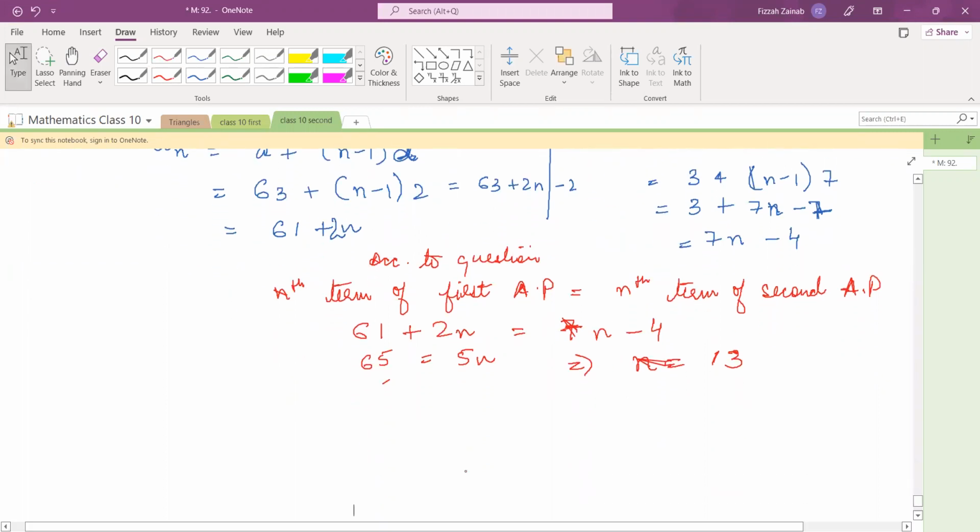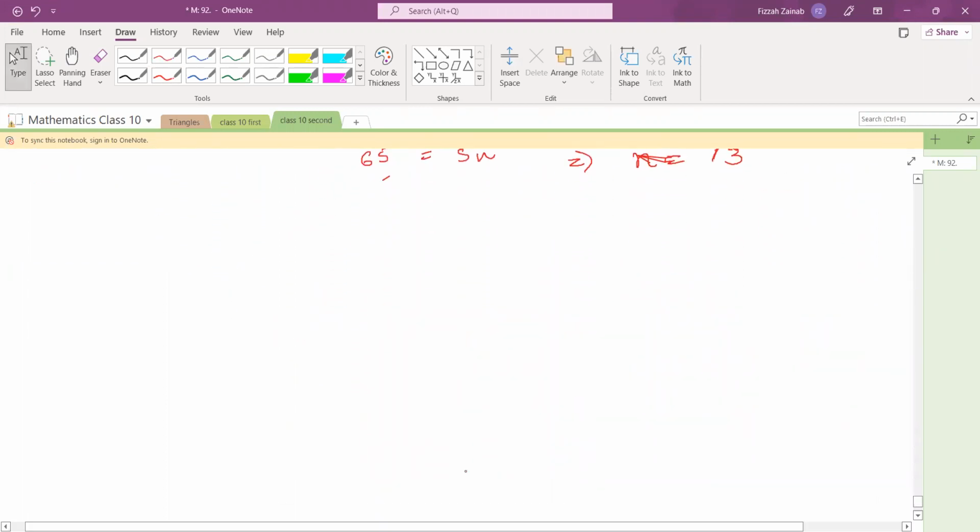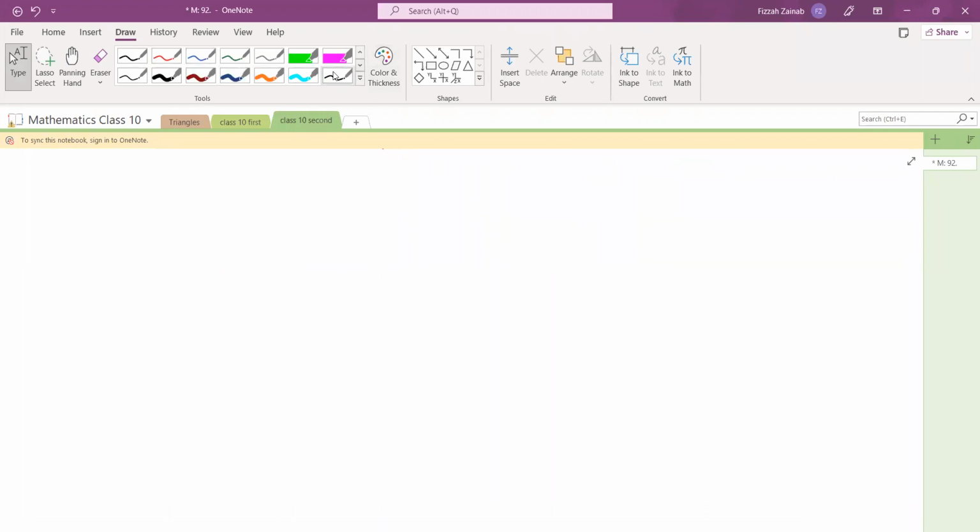Okay. Next, 16th question. You can see we are playing with the same formula, right? Only the formula is the same, just a little manipulation in every question. 16th now.